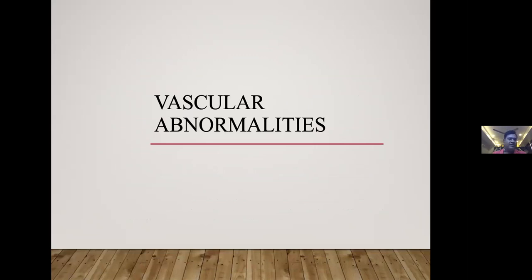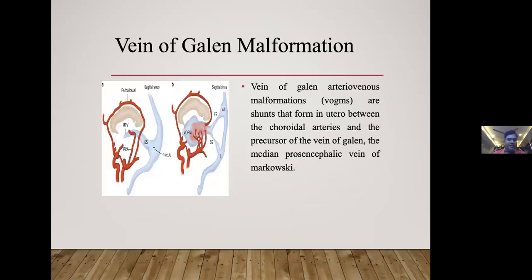Then we come to the last anomalies. Those are the vascular abnormalities. So the only vascular abnormality which is detected antenatally and is of concern is the vein of Galen AV malformation. They are the shunts that form in utero between the choroidal arteries and the precursor of the vein of Galen, the median prosencephalic vein of Markowski.